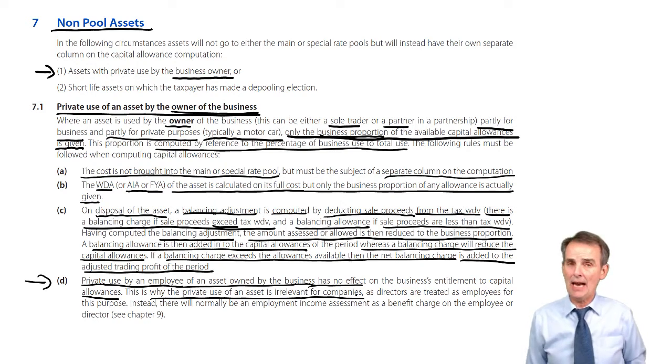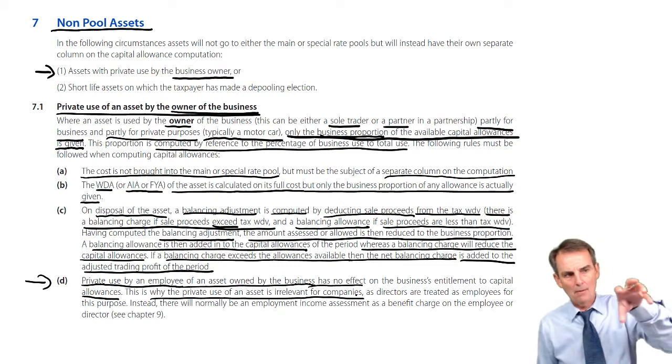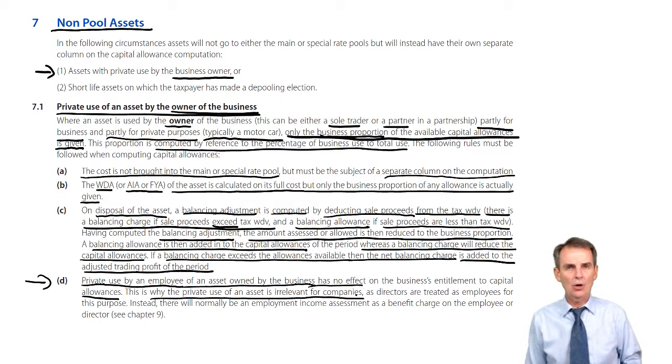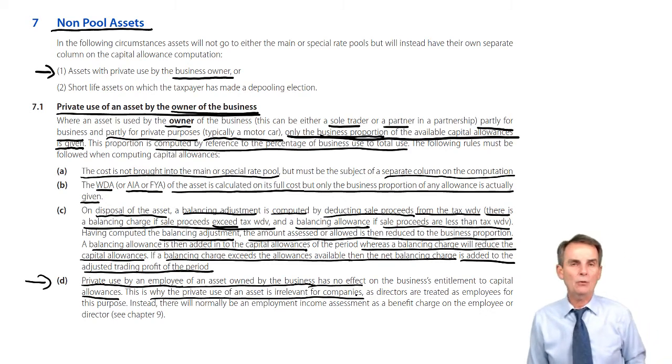A director is an employee. Like any other employee, it has no impact on capital allowances. They are still available in full. The fact that, for example, the company, the business, may be providing an employee with an asset that is available and is used privately as well as for business, well, that is an issue for the employee that will be dealt with when we determine the employee's employment income assessment.